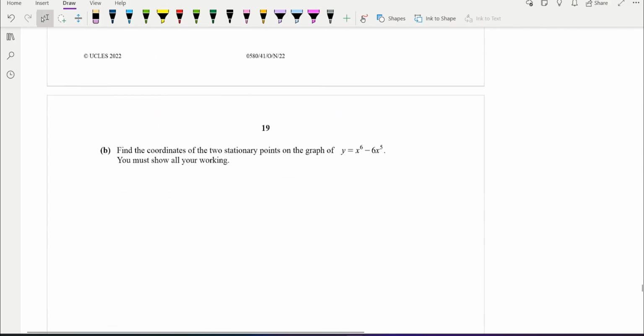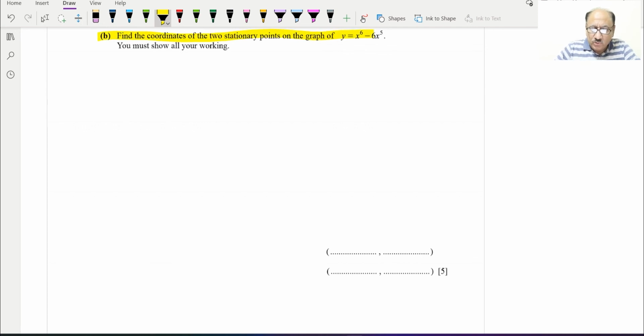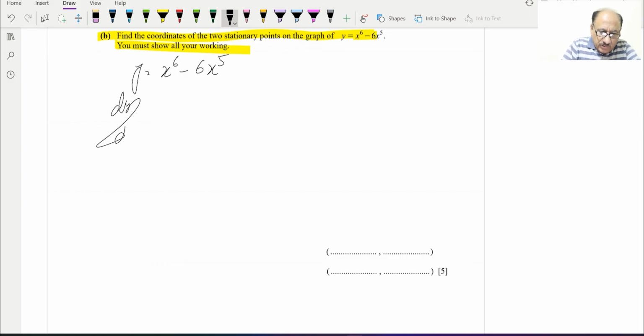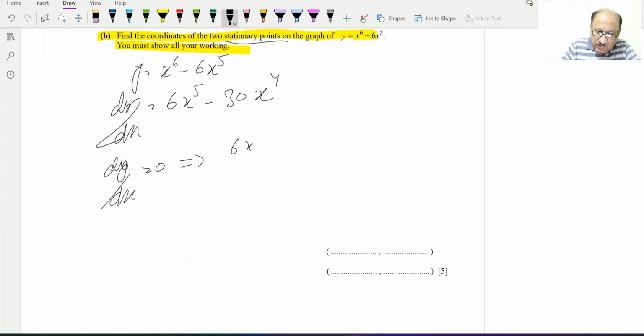Hopefully you understood this. B part, find the coordinates of the two stationary points on the graph of y is equal to this one, and you must show all your working. So we know how we find stationary points. y is equal to x raised to 6 minus 6x raised to the power 5. So we will find dy by dx. dy by dx will be equal to 6x raised to 5 minus 30x raised to the power 4. For stationary points, dy by dx will be equal to 0. So 6x raised to 5 minus 30x raised to 4 is equal to 0.